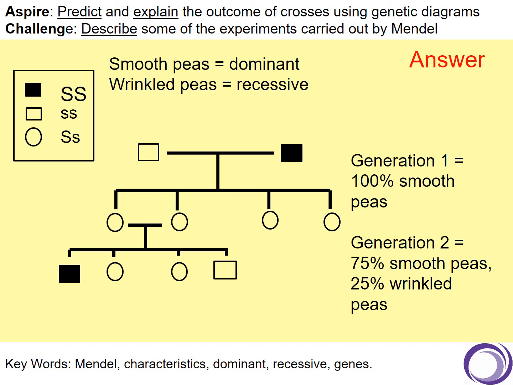Because if you've only got capital S in one parent and lowercase s in the other parent, the only allele that the offspring can inherit from one parent is the dominant allele, the capital letter, and the only allele the offspring can inherit from the other parent is the lowercase letter, or the recessive allele. So all of the F1 generation will have to be heterozygous, and in our example, smooth, because smooth is dominant.